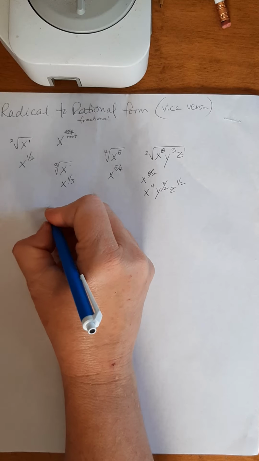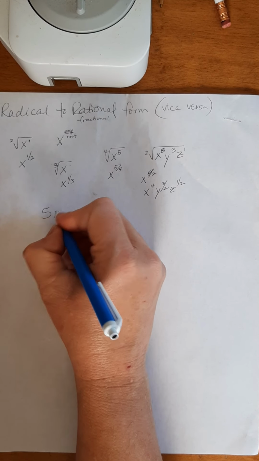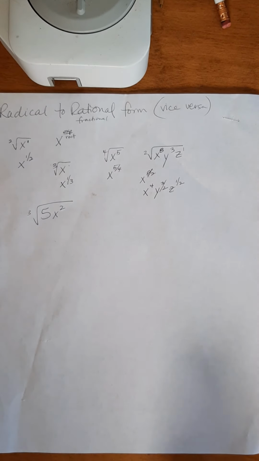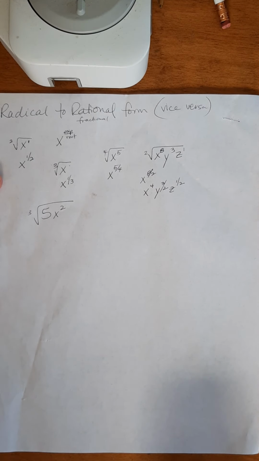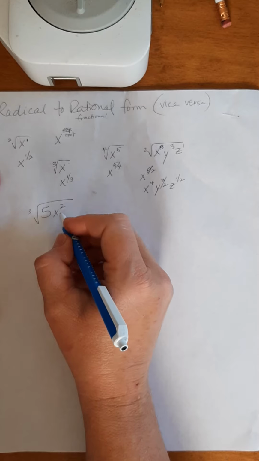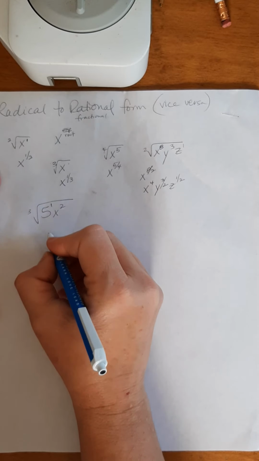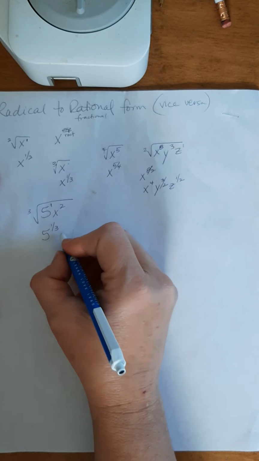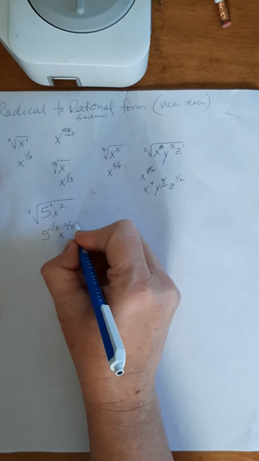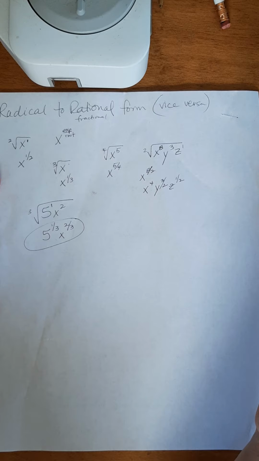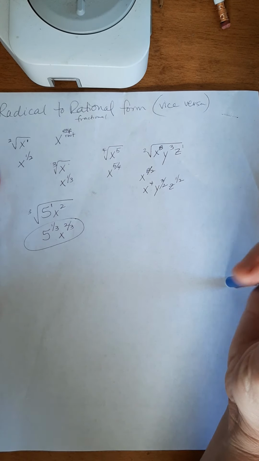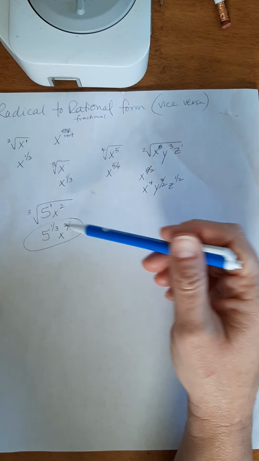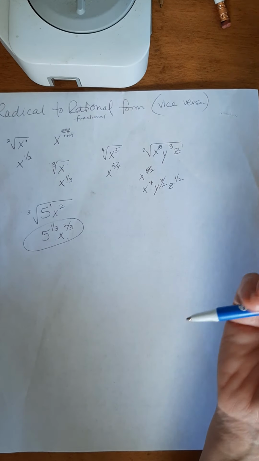And let's say they even throw in a number up there like cube root of 5x squared. Remember, all you have to do is exponent over root. So 5 to the 1/3, x to the 2/3. So that's going from radical to rational.